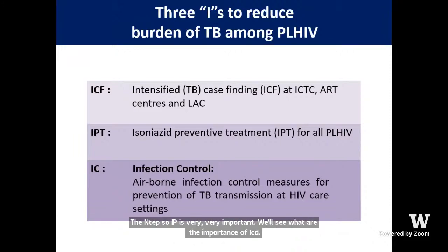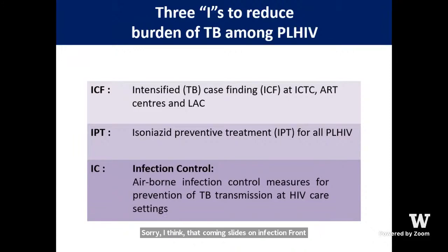We'll see the importance of IPT in the coming slides. And infection control. The third thing, which many a time is not given importance, is now being given the most importance: infection control. After the COVID outbreak and the other MDR outbreaks, we are now coming to infection control. So what are the airborne infection control measures for prevention of TB in the HIV care setting? We have managerial measures, where the policy-making people higher up give instructions down the hierarchy to bring about all the changes in the setup. So that is the managerial measures.